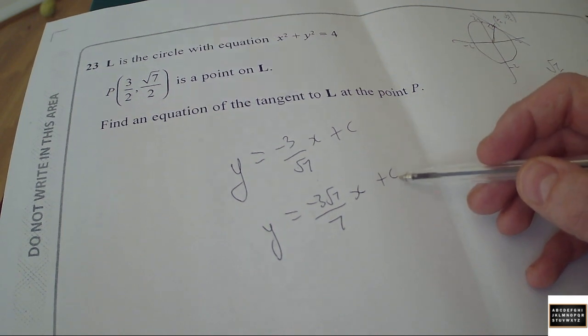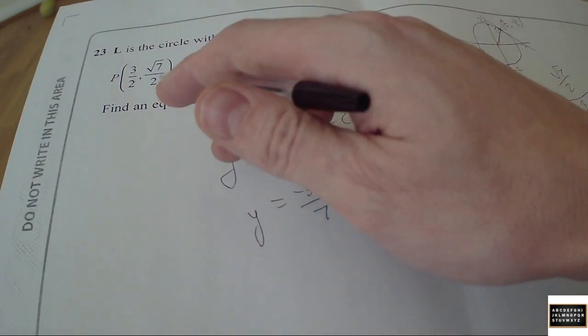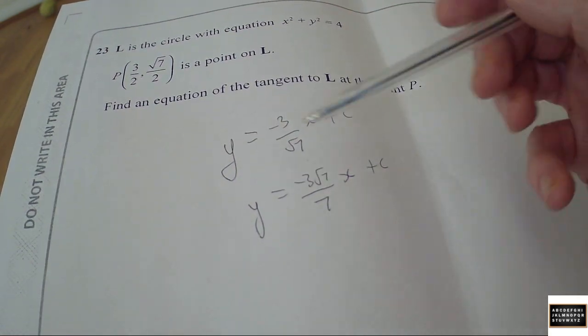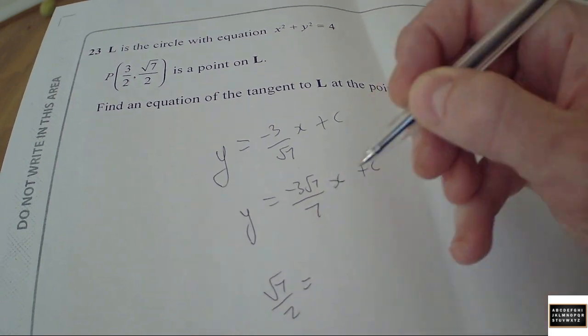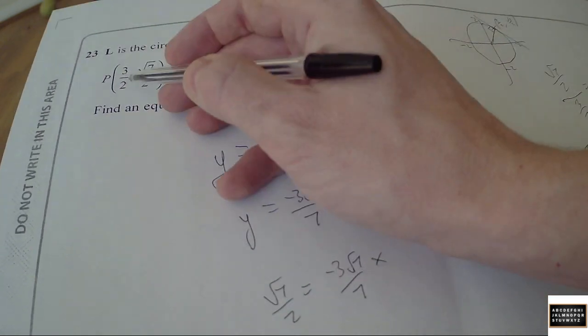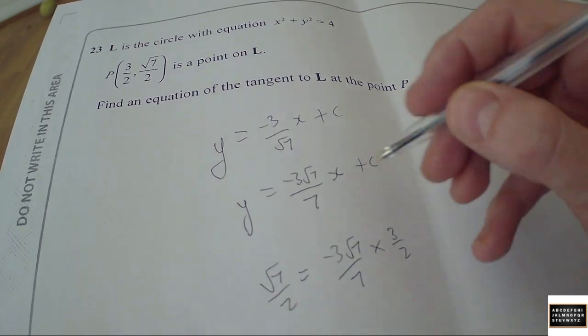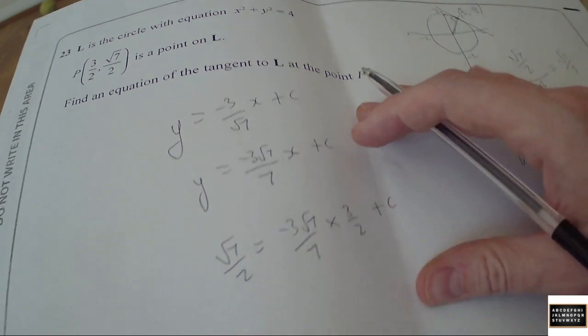I need to find this point here, so we're going to use this point again, this point up here or this point here. We're going to use that to find out what's going on here. So I'm going to use y as root 7 over 2, and then minus 3 root 7 over 7, lots of x, which is 3 over 2, and then that's plus c. We have to rearrange to get the c.